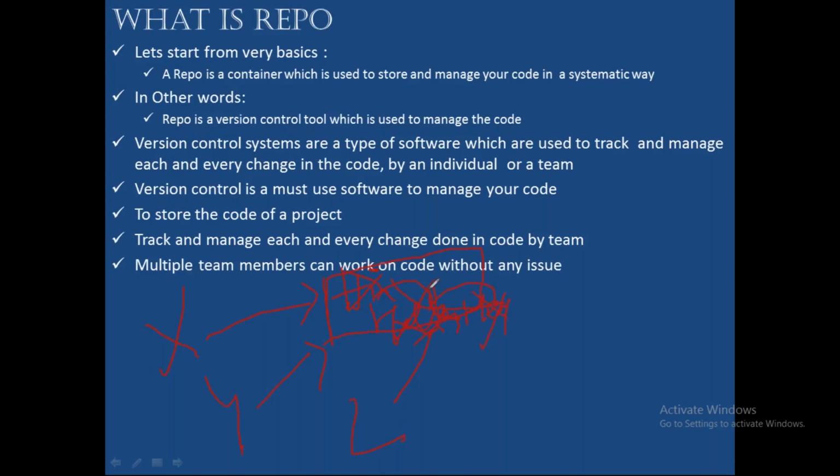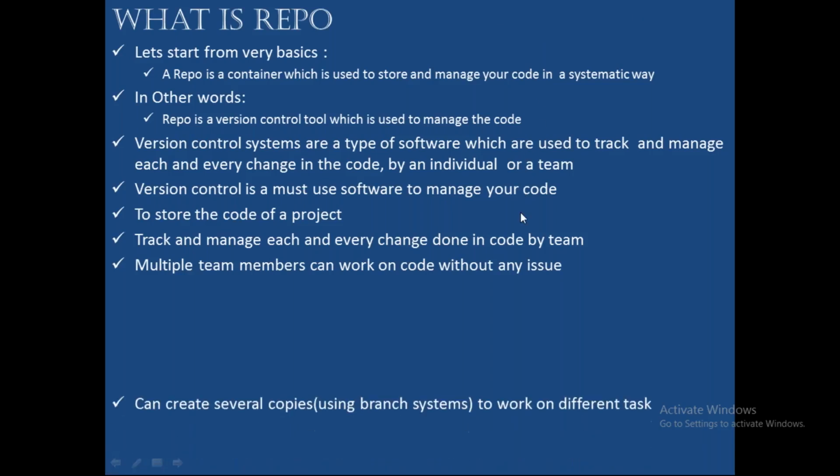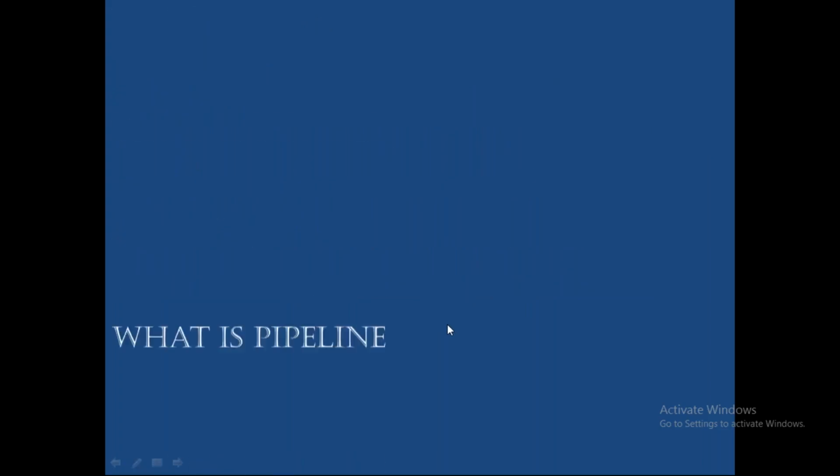Suppose you know that this is not correct, then you can restore. Those things will be controlled automatically. Next, you can create several copies to work on different tasks, using the branch system. So we can create several copies by using branch. If you don't know, leave it.